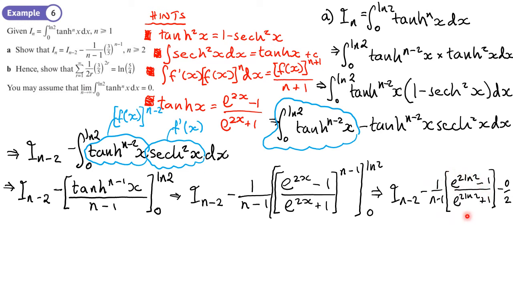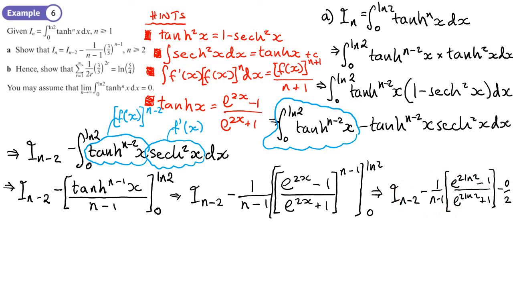I've substituted in the limits. If I substitute in the log 2, this is what this becomes. Then I subtract with the limit 0 substituted in. Now this will become e to the power 0, which is 1, so it becomes 1 minus 1, 0. This will also become e to the power 0, which is 1, and 1 plus 1 is 2, so effectively that's 0. So this is what we're left with.